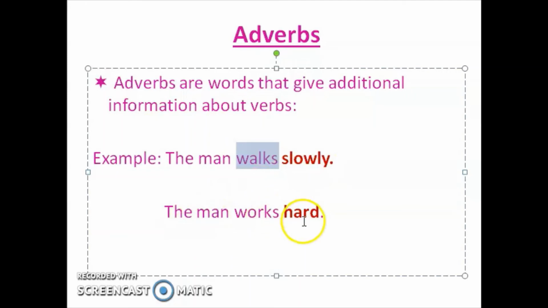Look at the second example. "The man works hard." In this sentence, the word hard describes how the man works and hence it becomes another adverb.